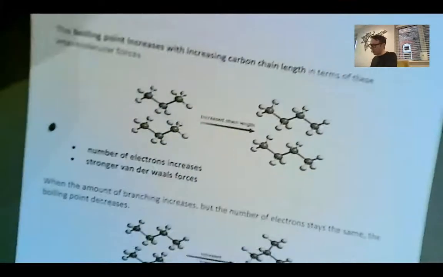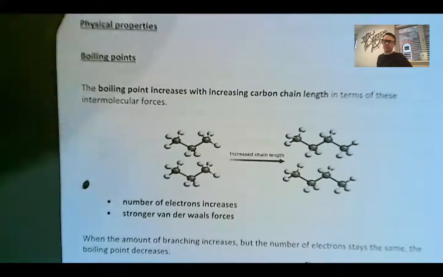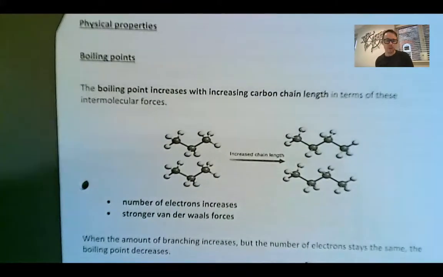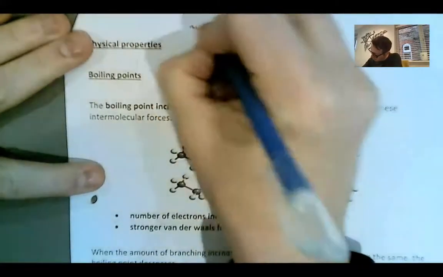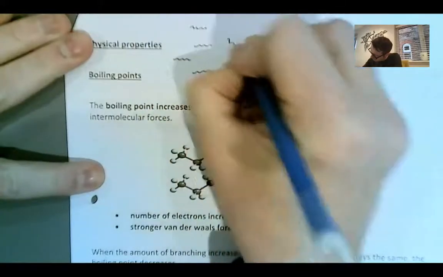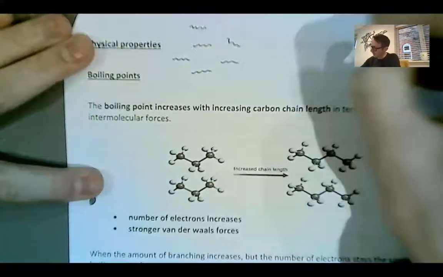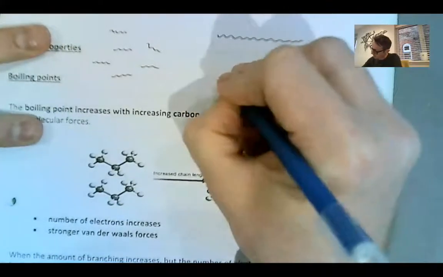Right, and then the last bit I'm going to go through with you is a little bit about some of their physical properties, so things like melting point and boiling point. The first thing we need to know is the longer the carbon chain, the higher the boiling point. I'm going to represent that with a few little scribbly diagrams. So here are some short alkane molecules, and here are much longer alkane molecules.